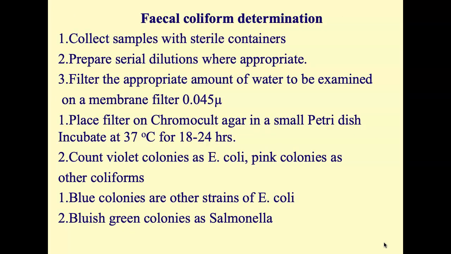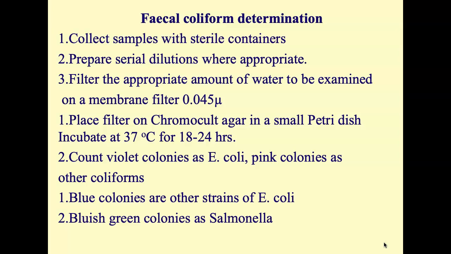Fecal coliform determination. I will take you through simple steps that talk about how fecal coliform determination is done. So you start by collecting your samples with a sterile container. Then you prepare your serial dilution as described. Then you filter an appropriate amount of water to be examined on the millipore filter paper. That is normally 0.045 micron. Then you place the filter paper on a media. Normally, I prefer the chromocult agar media because it is able to support the culture of different groups of bacteria. And so after 24 hours, maintain at 37 degrees Celsius in an incubator.